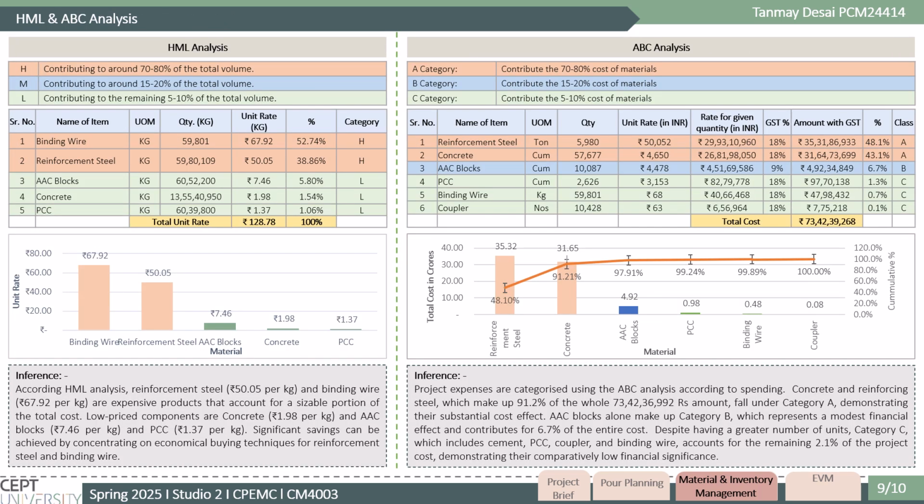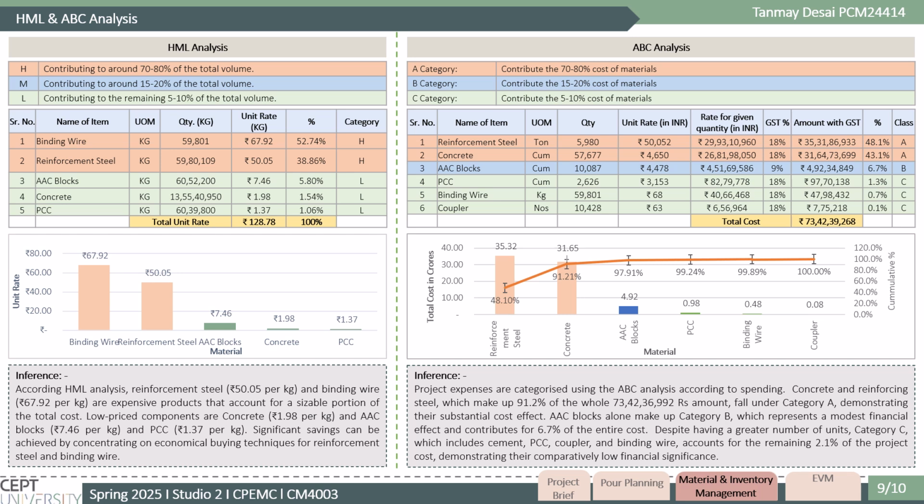The HML and ABC analysis collectively highlights that reinforcement steel and binding wire are high value materials with significant cost implications, as indicated by their high unit rates of 50 rupees per kg and 67.9 rupees per kg respectively. These materials along with concrete form the majority of the project's material expenditure. According to ABC analysis, reinforcement steel and concrete constitute 91.2% of the total cost and fall under category A, emphasizing their critical financial impact.